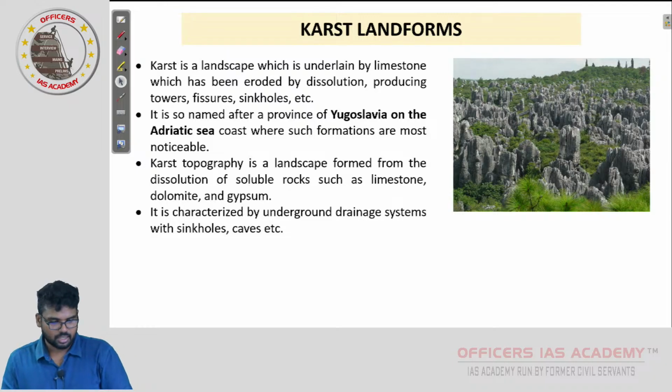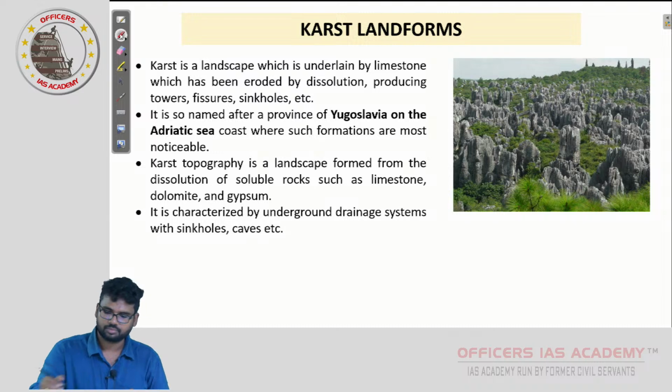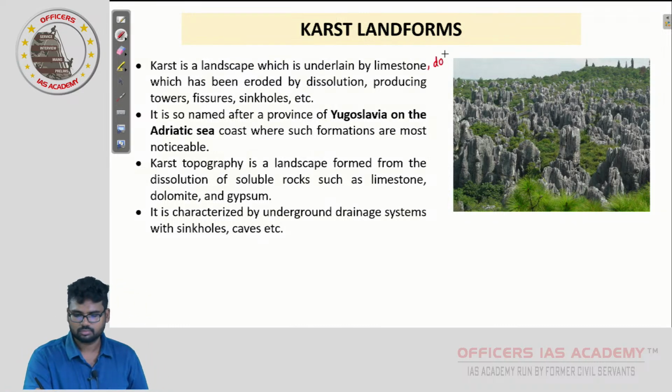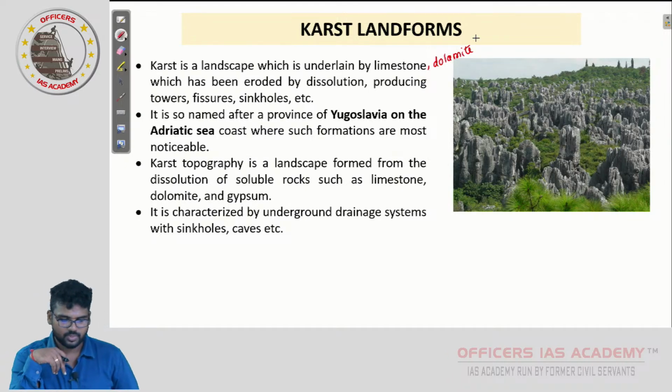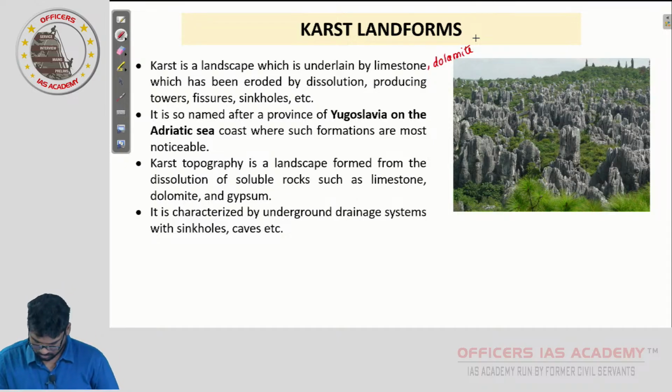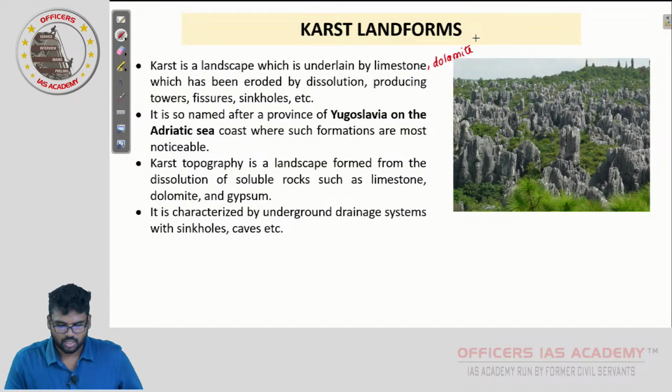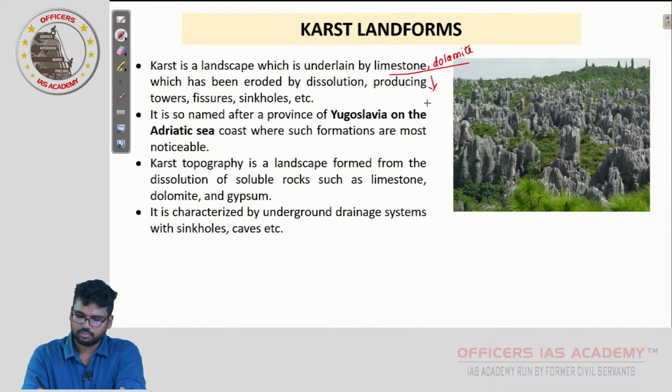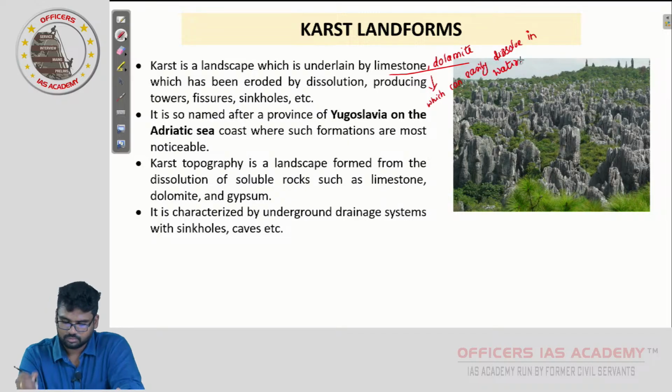Okay, please write. Karst is a landscape which is underlain by limestone or dolomite, which can easily dissolve in water. So as it is dissolving, it can create some erosional and depositional landforms.